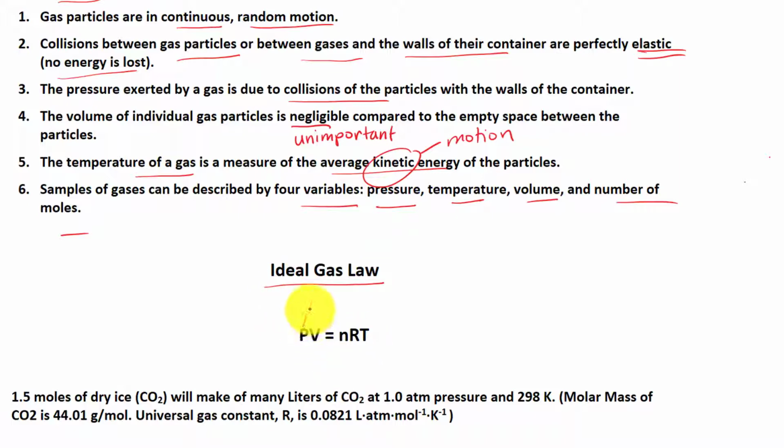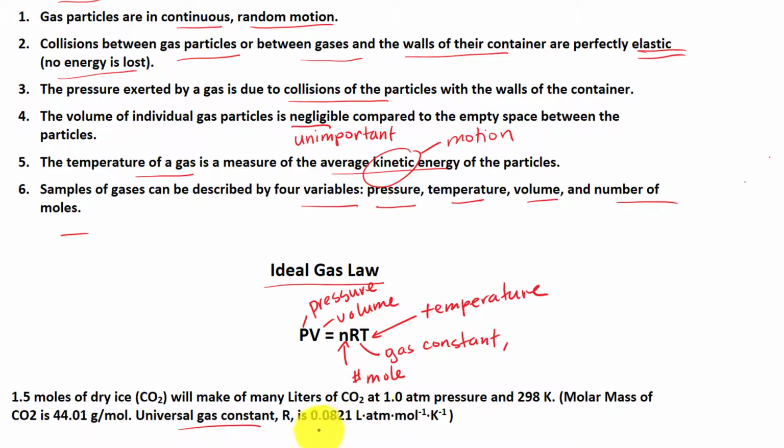So P is your pressure, V is your volume, n is your number of moles. Your R, we will talk about R later, but let's look at T. T is your temperature. Well, what is R? R is the universal gas constant. And the value of the gas constant is 0.0821 liters times atm over mole and over Kelvin.